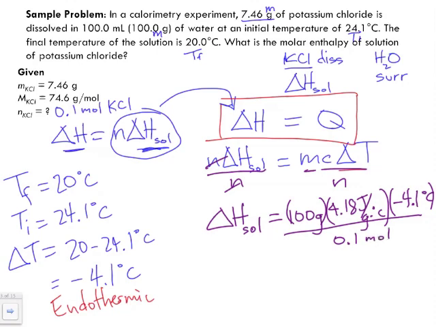And now what we're going to do is cancel out our units. Grams divide out, degrees Celsius divide out, and all we're left with is joules per mole, which are the units for our enthalpy change, or our molar enthalpy change.